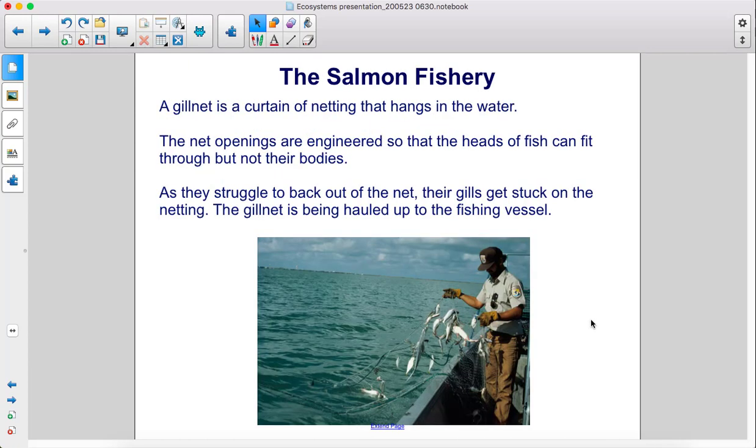A gill net is a curtain of netting that hangs in the water. The net openings are engineered so that the heads of fish can fit through but not their bodies. As they struggle to back out of the net, their gills get stuck on the netting. The gill net is being hauled up to the fishing vessel.